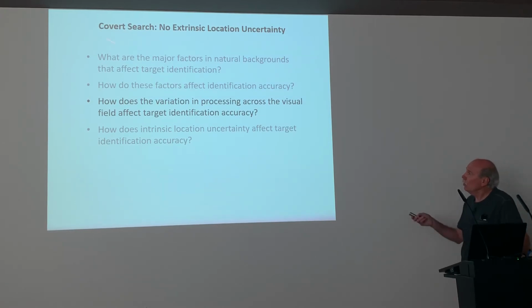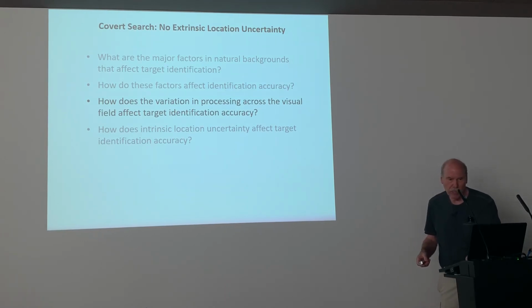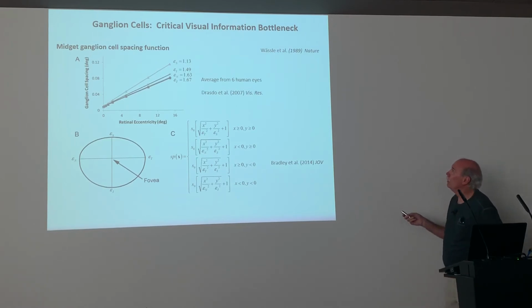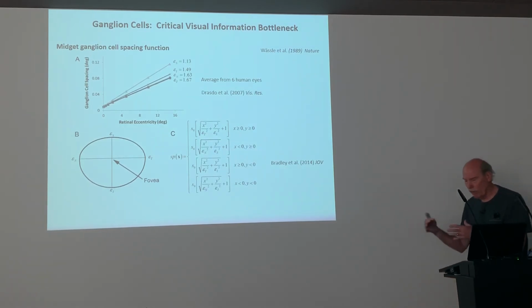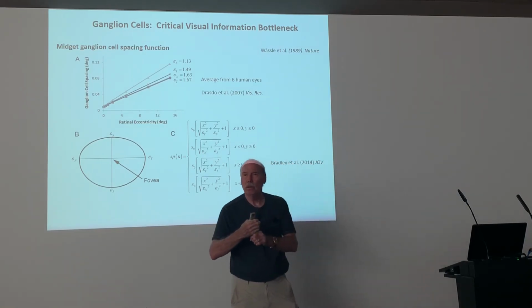So, okay, those are those two things. Those are four major factors. What about the variation in processing across the visual field? How does that affect target identification accuracy? Well, as Hans Vesely noted a long time ago, the big bottleneck is the optic nerve.